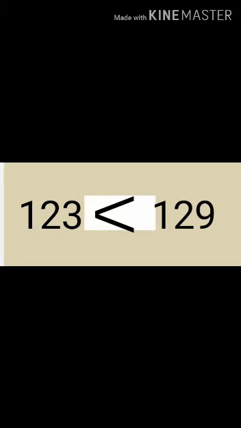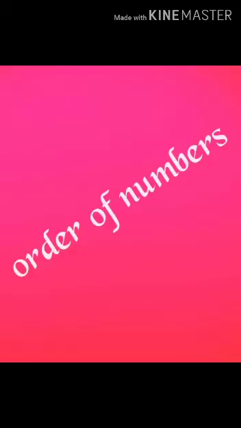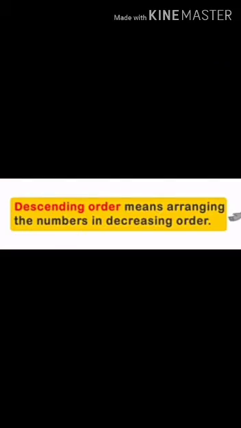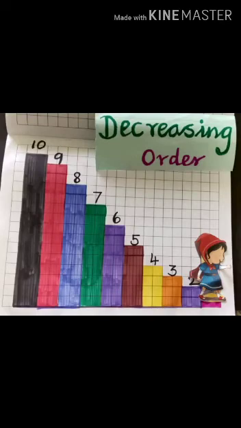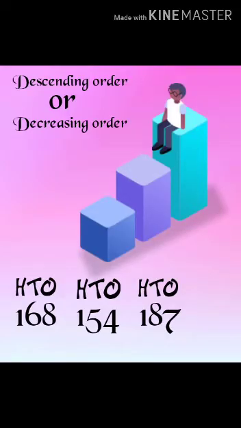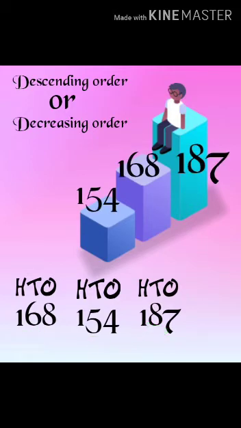We are going to the next topic, order of numbers. In the order of numbers, we got descending order. That means arranging the numbers from the bigger number to the smaller number. It is also said to be the decreasing order. Here you got 3-digit numbers. Look at the tens place, 6, 5 and 8. So we are writing the bigger number, 187, first, and 168, and 154 in the last step. So this is the descending order.